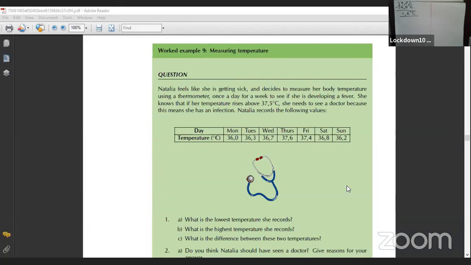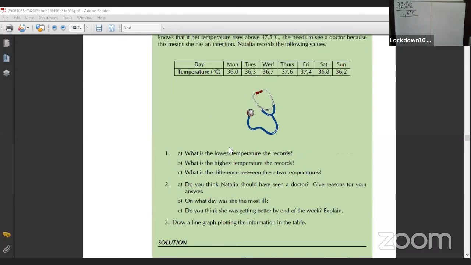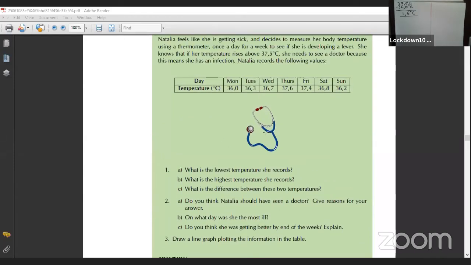Okay, let's look at part B of the question. On what day was she the most ill? What do you think? On what day was she the most ill? What do you think, guys? On what day was she the most ill?